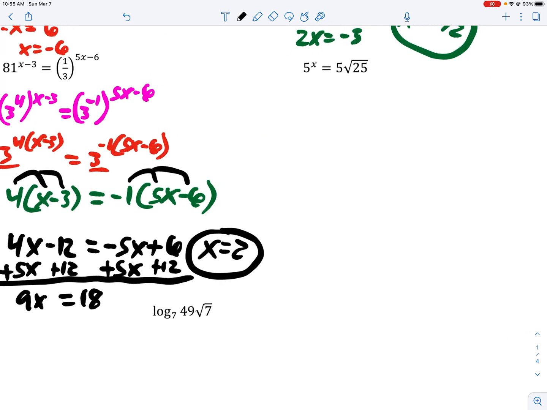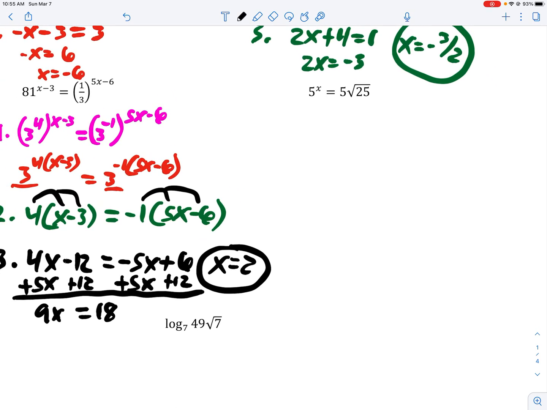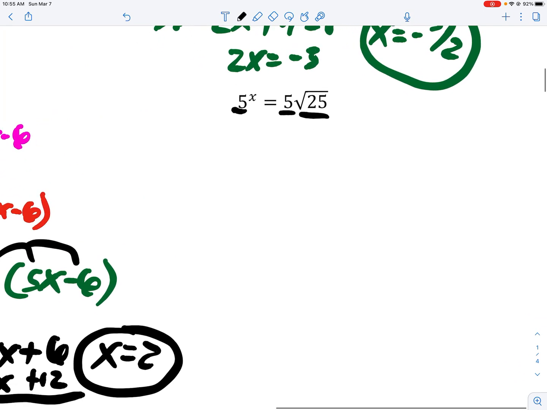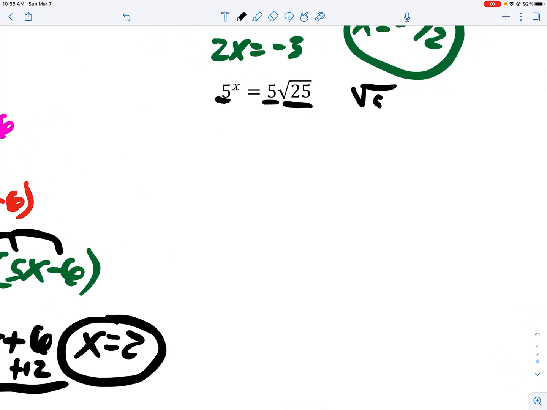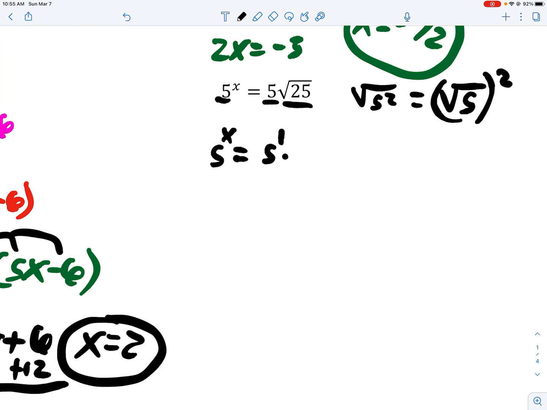And then the last problem in this example. Bases are not the same. We have 5 to the x, we have 5, so we need to rewrite the square root of 25. Well, that's the same thing as the square root of 5 squared, which is the same thing as the square root of 5 happening twice. So we can rewrite this as 5 to the x equals 5 to the first. The square root of 5 is 5 to the 1/2 power.